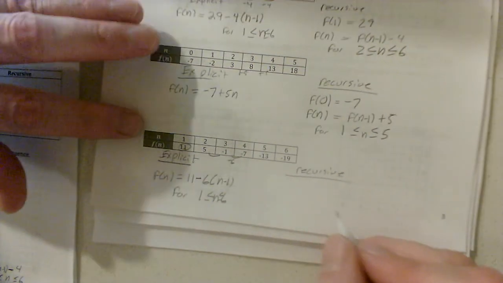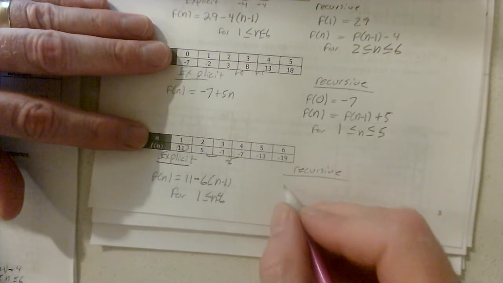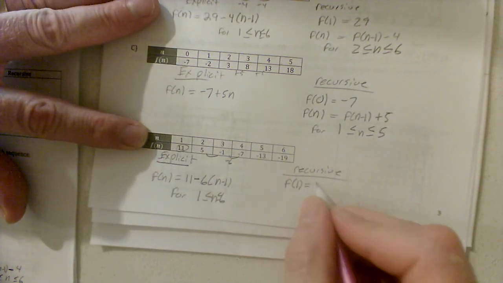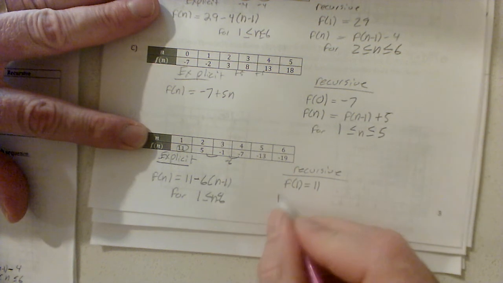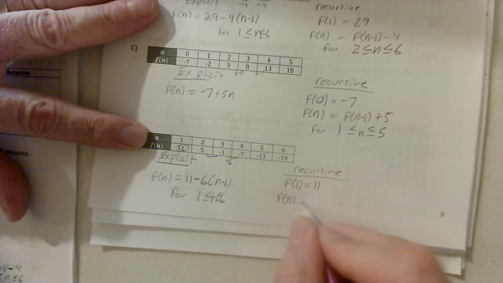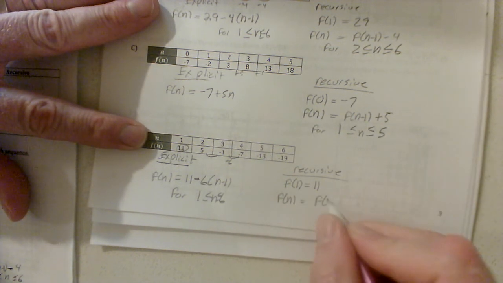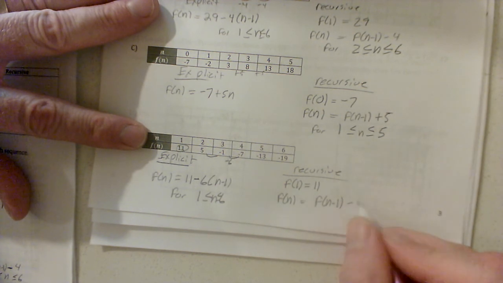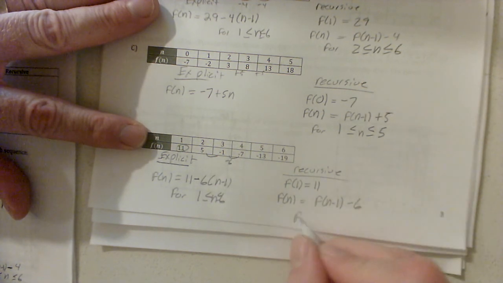Let's come over here to recursive. Alright, so again we say our start. In this one, my start is f of 1. I started on 1 for 11. And then to find my next term, to find f of n, I have to know the term before that, right? n minus 1, and then apply my rule. It looks like my rule is -6.